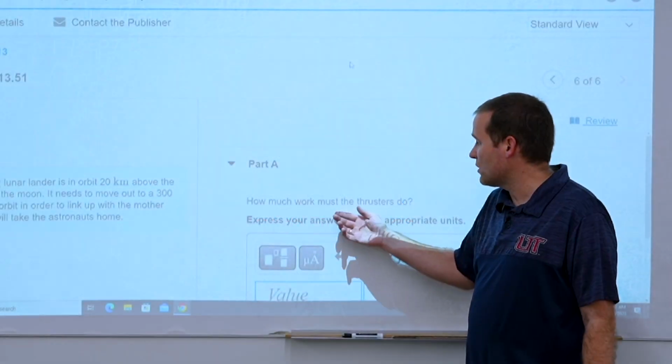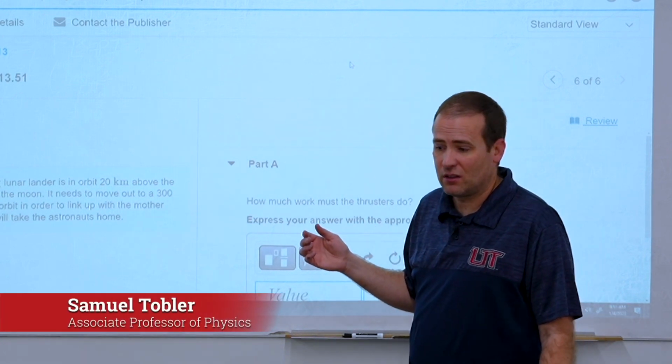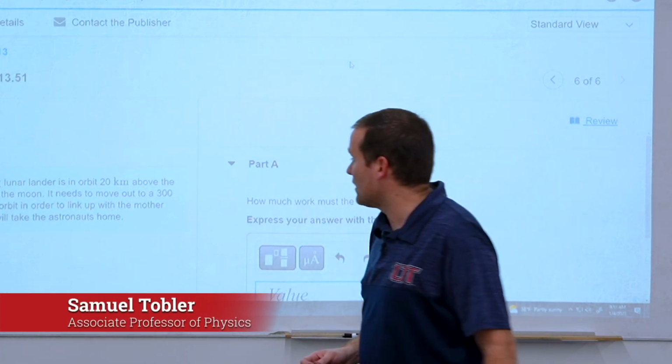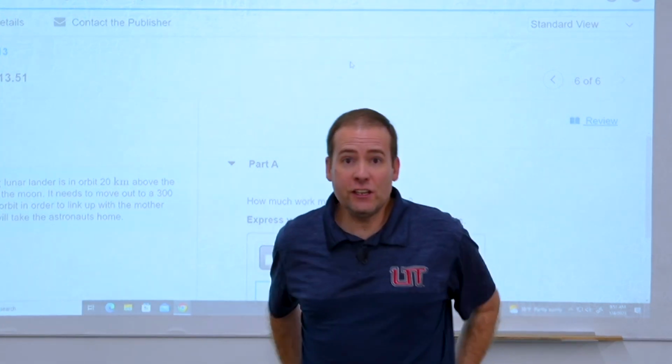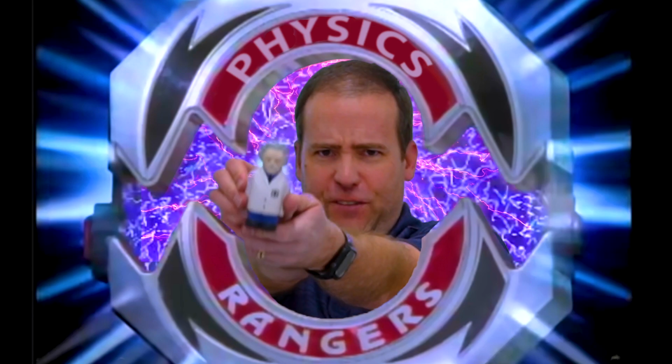We want to know how much work must the thrusters do. Oh my goodness, this is really hard. How are we going to do this? Oh, it's learning time! Physics!